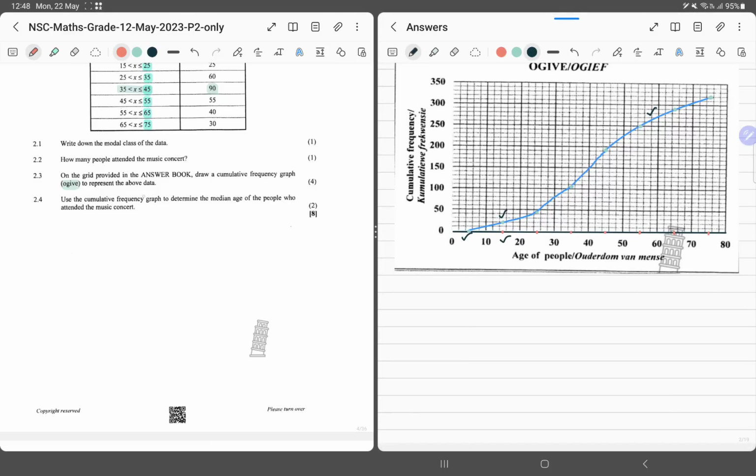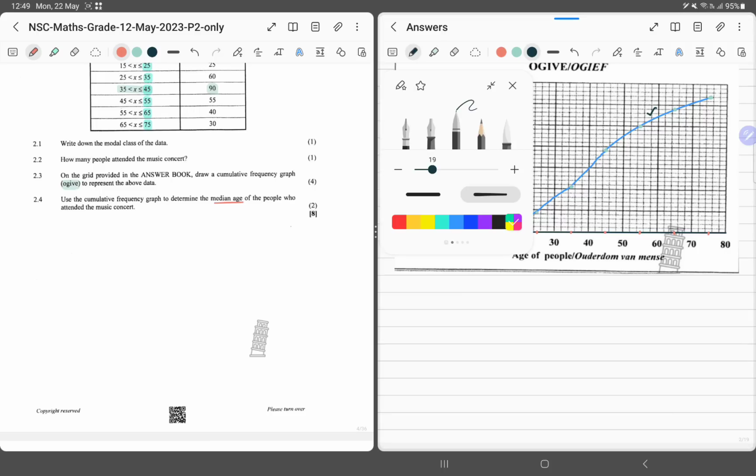Now it says use the cumulative frequency graph to determine the median age of the people who attended the music. Now the median is always the half mark. So now we know we've got 320 here as our total. So we just divide that by 2. It gives us 160. So 160.